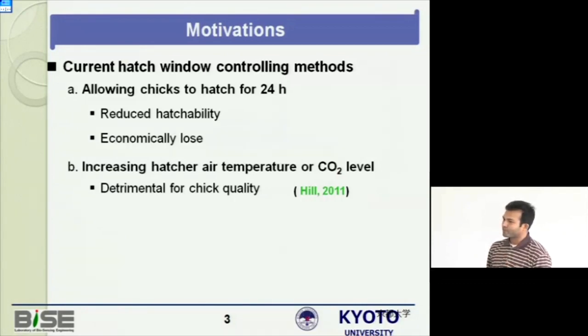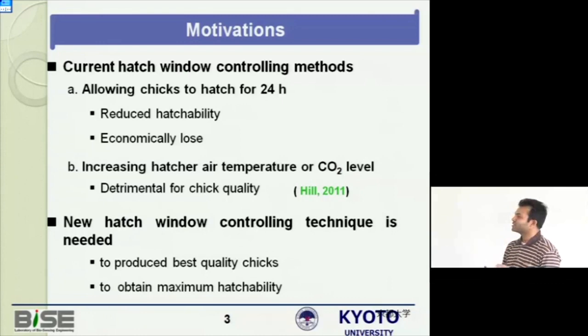Some poultry hatcheries increase the temperature of the incubation air, and sometimes they also increase the carbon dioxide level in the hatcher, which stimulates the hatching time of chicks, but these are detrimental. When the carbon dioxide concentration increases, it starts anaerobic metabolism, which makes the chicks lethargic and exhausted.